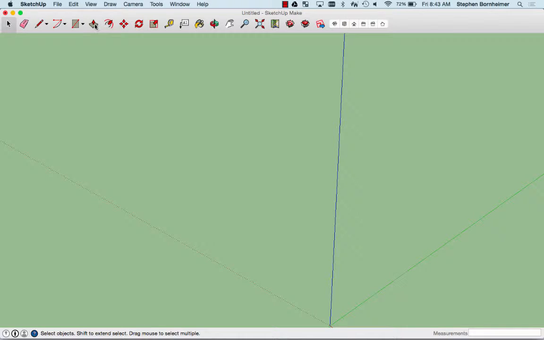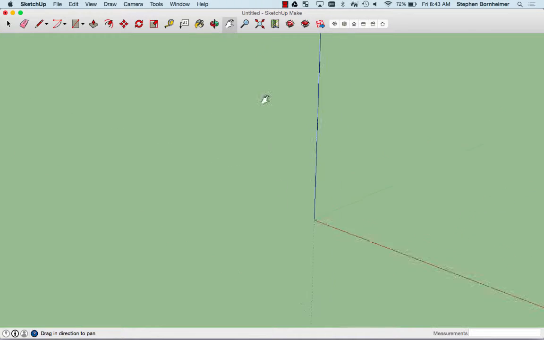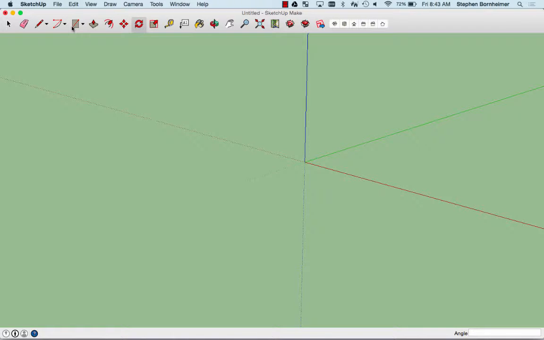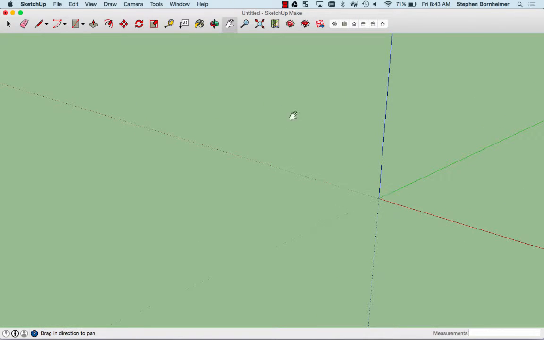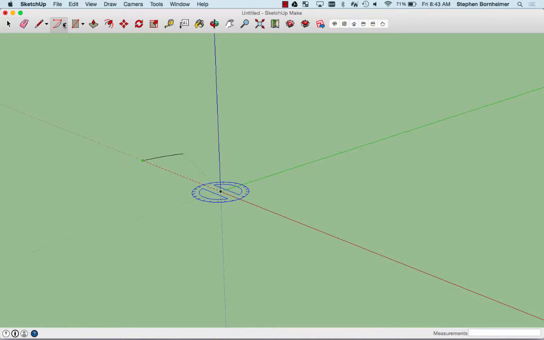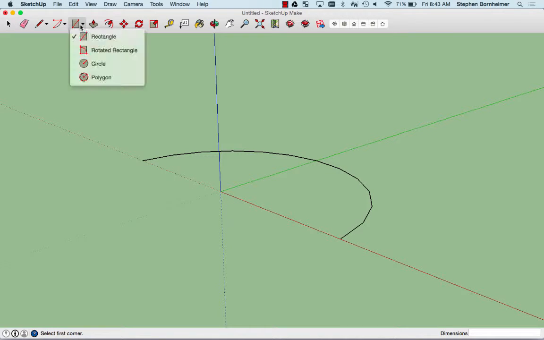Let's do something different. Here, let's do something a little different. I'm going to go ahead and add an arc, and I need to zoom out. Okay, now I'm going to make a circle with a compass. Yeah, I want to be able to make a circle here.